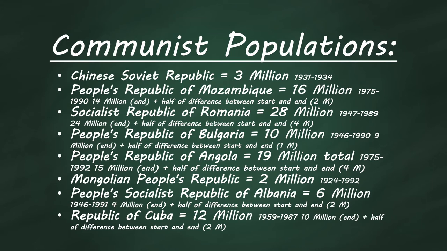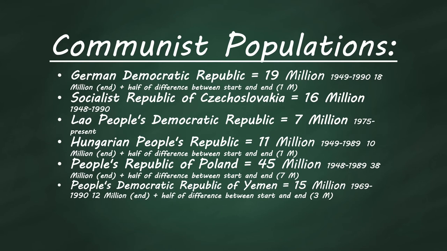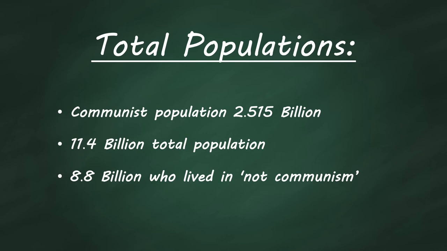Republic of Cuba, 12 million. German Democratic Republic, 19 million. Socialist Republic of Czechoslovakia, 16 million. Lao People's Democratic Republic, 7 million. Hungarian People's Republic, 11 million. People's Republic of Poland, 45 million. And I estimated the People's Democratic Republic of Yemen to have 15 million people. So altogether, that puts our rough communist population estimate at about 2.515 billion people in the 20th century.